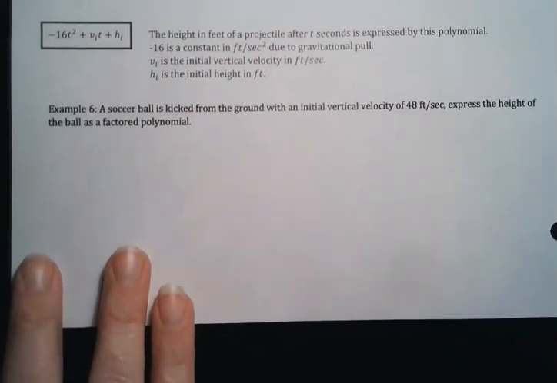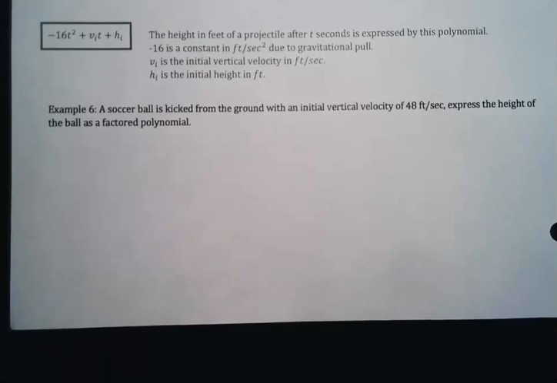All right, this next one, we are given a formula you are also going to use repeatedly throughout. Negative 16t squared plus v sub i times t plus h sub i. This stands for the height in feet of a projectile after t seconds, expressed by this polynomial. So it's the height in feet of a projectile.